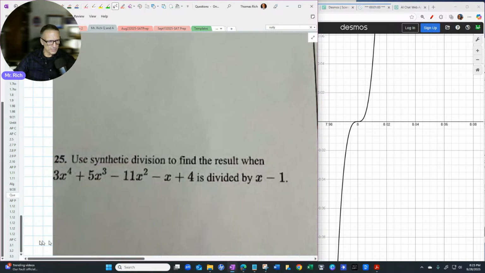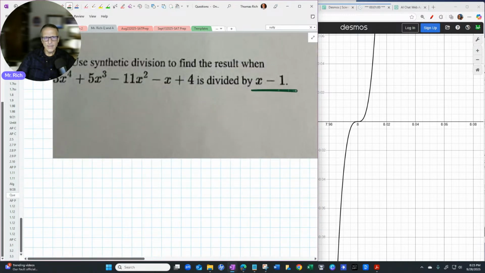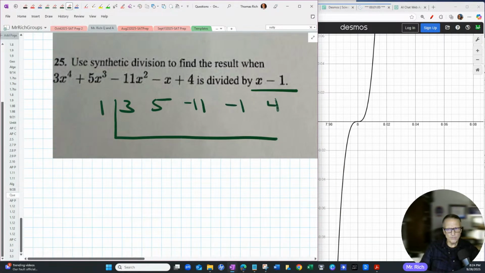Okay, so we'll do synthetic division on this one. I'm going to be dividing by a positive 1. So it's going to look like this. There's my 1. I'm pulling the coefficients off of that polynomial. So that's going to be a positive 3, positive 5, negative 11, negative 1, and positive 4.